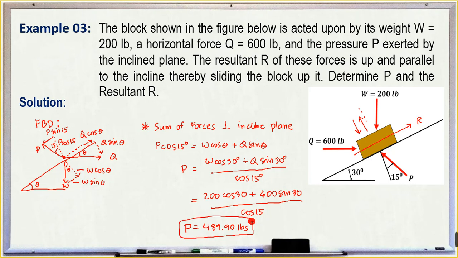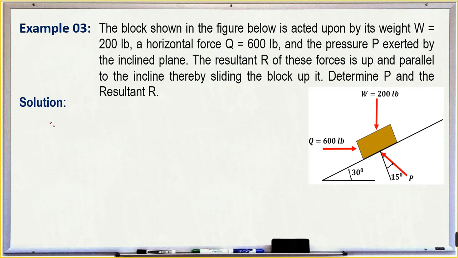Okay, nakasunod ra ni? Yes, sir. So next, para makakuha ta sa resultant, so ngadto ta sa ikaduha nga axis. Okay, ang first natong axis kaning perpendicular sa inclined plane. So let's have the second axis which is parallel, no?